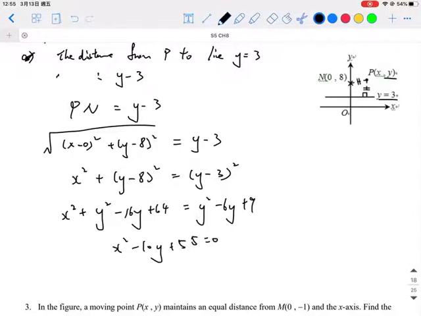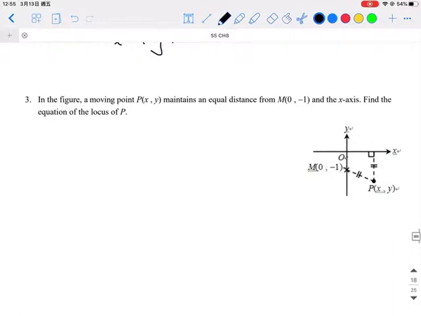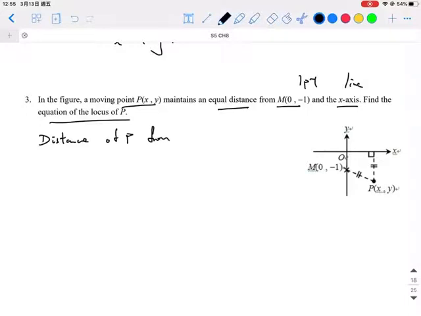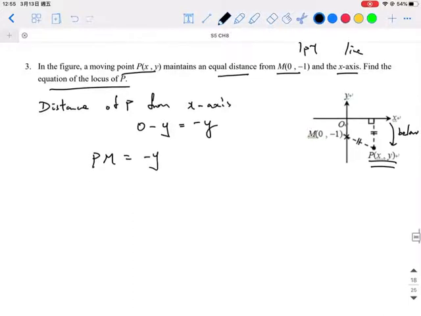Okay, and for part 3, question 3, now it's also a moving point P maintaining an equal distance from a point and the x-axis, so it's still a line. So find the locus of P. You still need to have the same format, the distance of P from the x-axis. You need to pay attention that now P is below the x-axis, so it should be 0 minus y. That means it's negative y. And then the format is similar to before. So PM is equal to negative y.